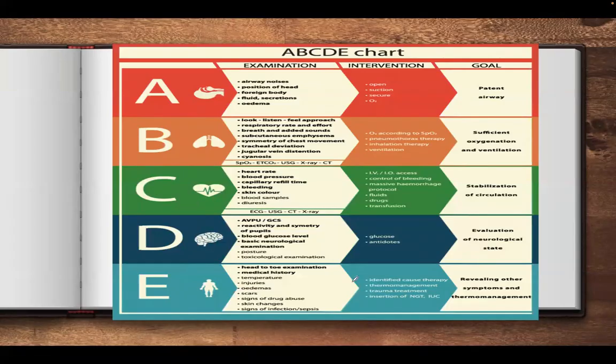Then this is D and E. We're not going into the details. So this is disability and exposure. Usually in accident and emergency, the approach starts from ABC and you go from there to D and E.